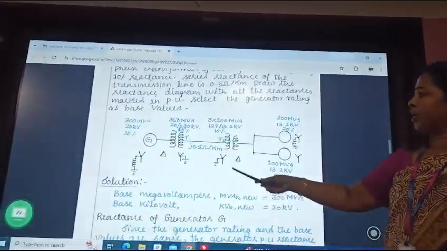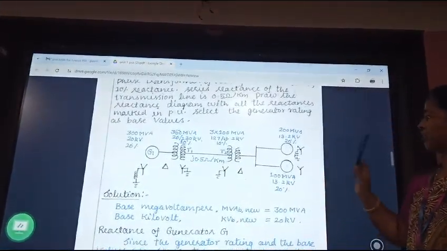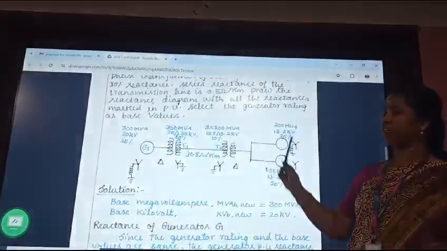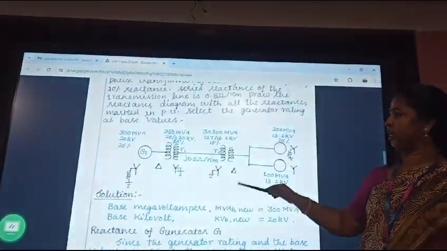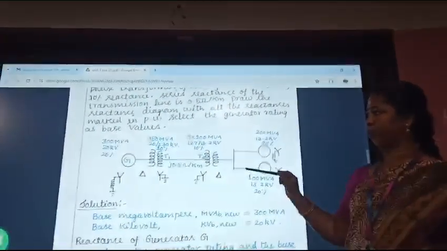Okay. So here, one generator is there, two transformers are there, one transmission line and two motors are there, and the specifications are given in the single line diagram. With the help of this, we want to find out the per unit reactance diagram for the given problem.